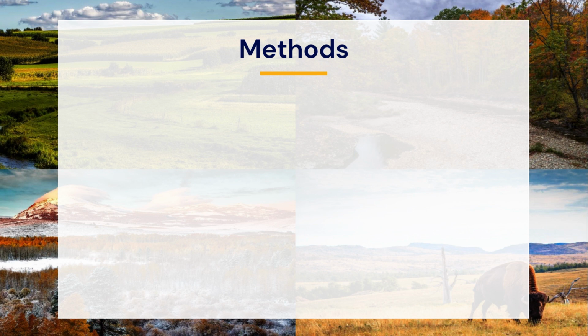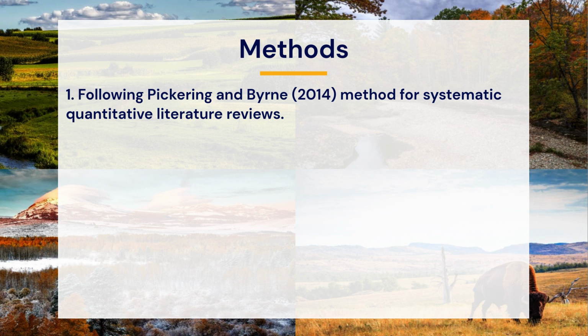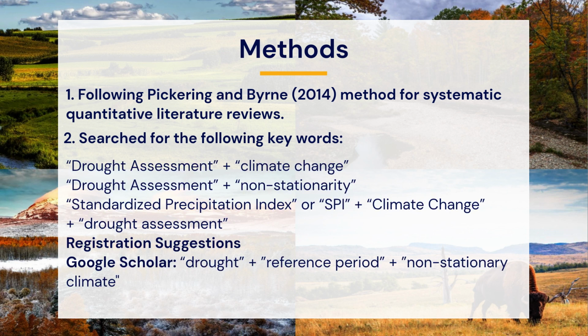Now, I'd like to give you a quick indication about my method as I put together this review. I followed the Pickering and Barn 2014 method for literature reviews, which included a search for a few keywords within the Web of Science database. These keywords were: drought assessment and climate change together. I also did an additional search with the combined terms of drought assessment and non-stationarity, and a third search for standardized precipitation index, or the SPI, and climate change. Now, that last one produced over 3,000 results, which should be an indication that this literature review is not going to be completely exhaustive, but it's going to give us an idea of where things are up to with the literature and how we got here.